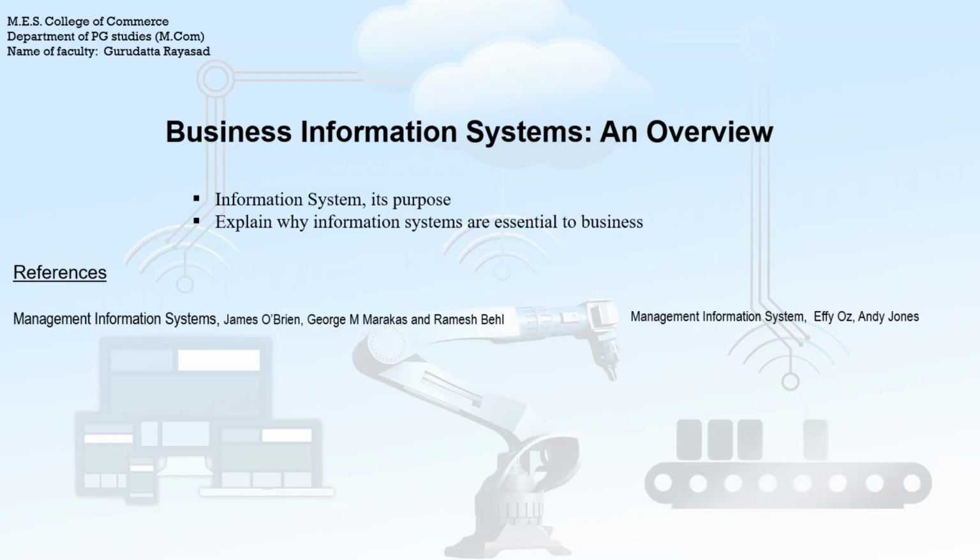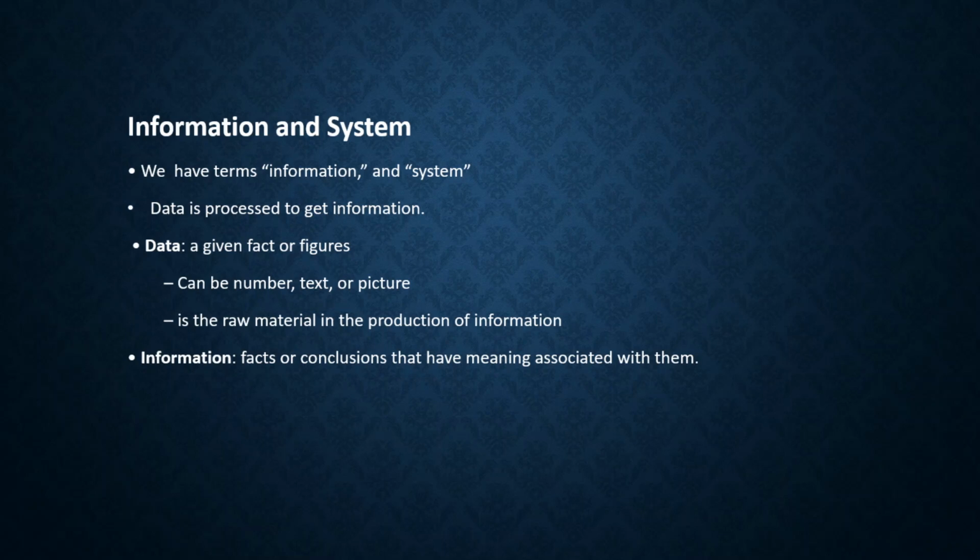In the first module, we are going to discuss business information systems. The main objective is to learn what an information system is, what its purposes are, and why these systems are essential to a successful business. So let's know about information and system, because these are the two terms that are very important as far as the topic is concerned.